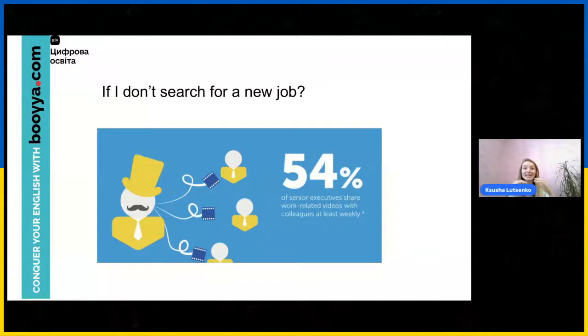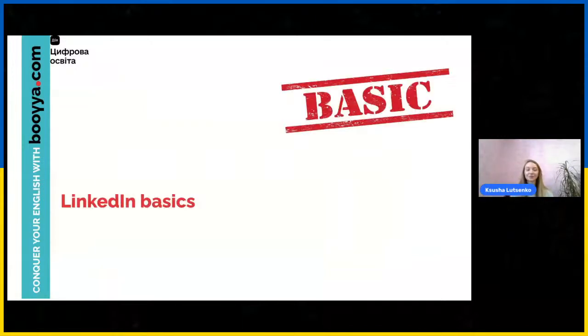So if you're just a student and you feel like you are not ready for working for a company yet, but you want to find a great position and great job in the future, well, you're welcome to create a LinkedIn profile, join this professional website, and follow people who you might be working with in the future. Why not? Well, for now, we are moving to some LinkedIn basics.